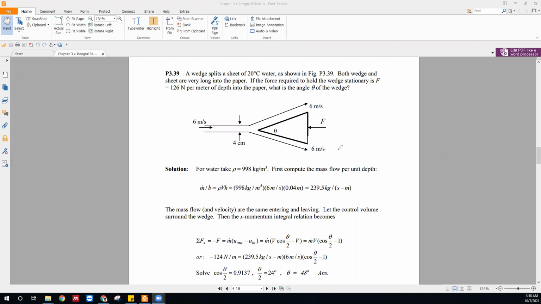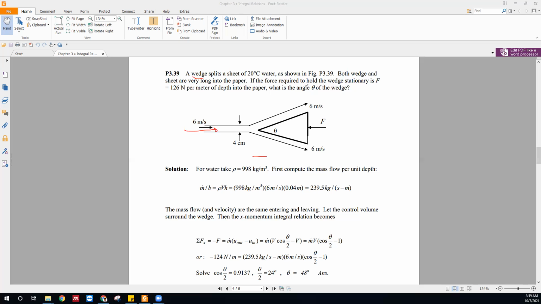So let's start with problem number 3.39. This problem states that a wedge splits a sheet of 20 degrees Celsius water. So water is flowing through this pipe or sheet, and a wedge is splitting that sheet, right? As shown in figure 3.39. Both the wedge and the sheet are very long into the paper.